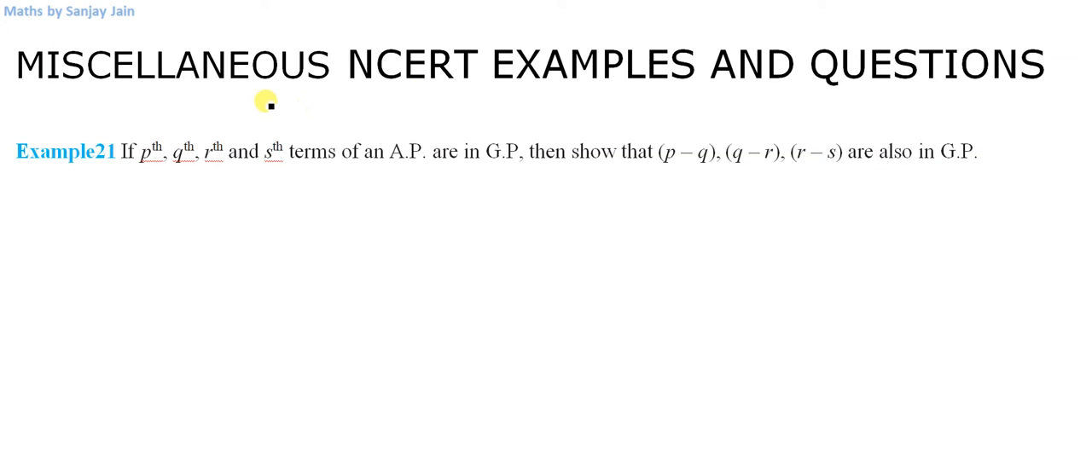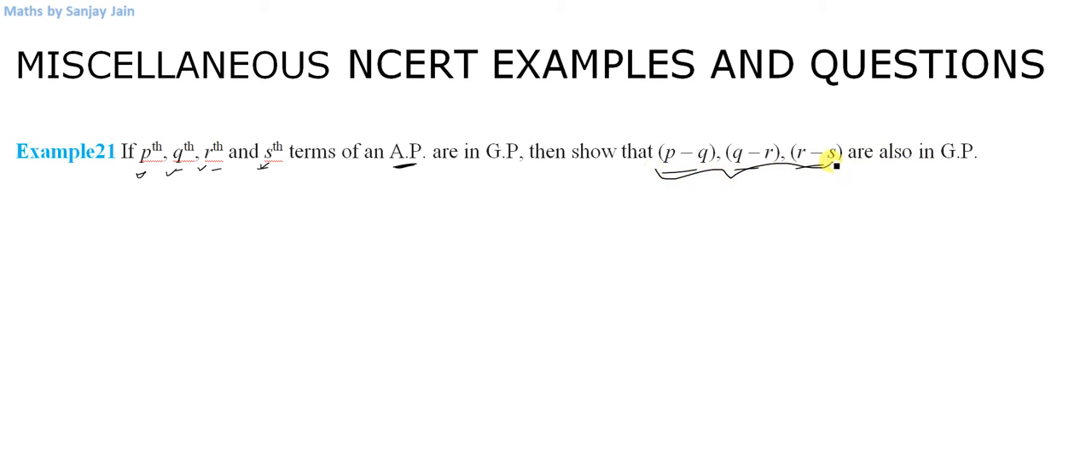Let us talk about miscellaneous examples and questions based on sequence and series for class 11th. If pth, qth, rth and sth terms of an AP are in GP, so pth term, qth term, rth term and sth term of an AP, they are in GP, okay? And we need to show that p minus q, q minus r and r minus s are also in GP.